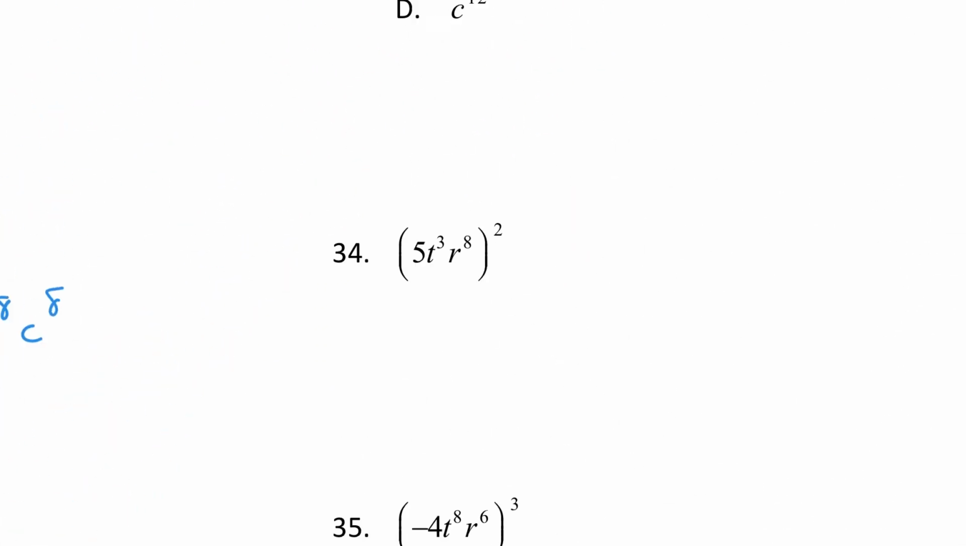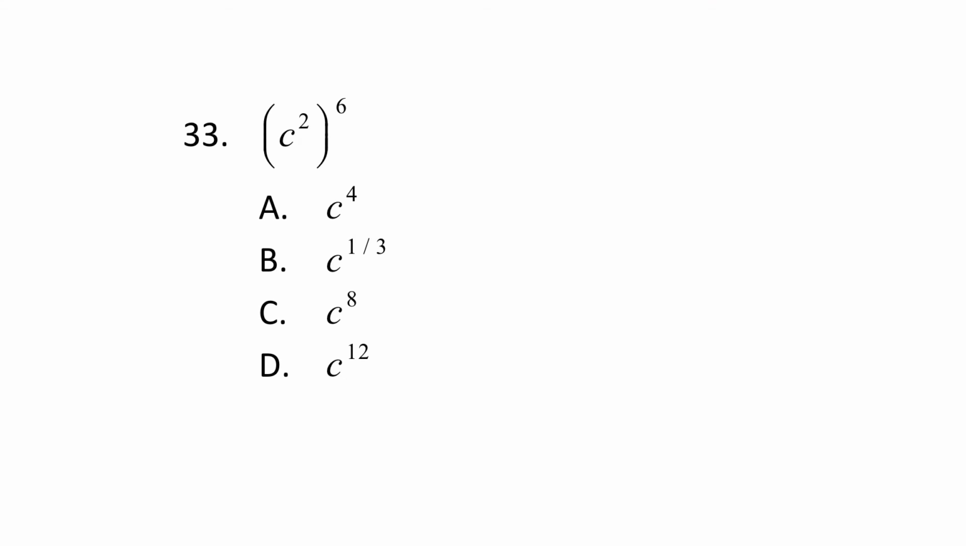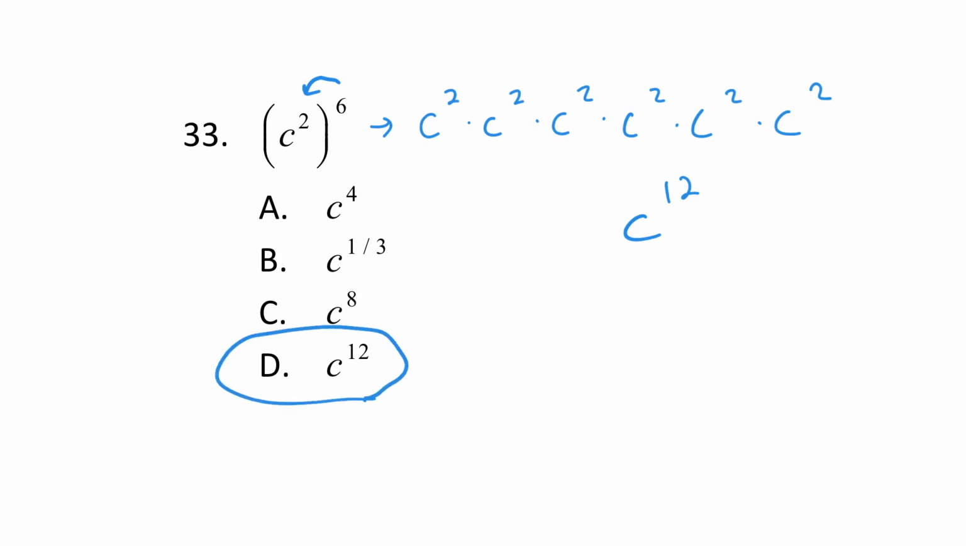Let's go up over here. Power of a power. This is fun. C squared to the 6th. Remember, if you wrote this out, it would be C squared times C squared times C squared times C squared times C squared times C squared. 3, 4, 5, 6. Adding all those up together would be C to the 12th. But a faster way to do it is just to multiply these exponents. Raising a power to a power, you multiply the exponents. 2 times 6 is 12. Either way, our answer is D.